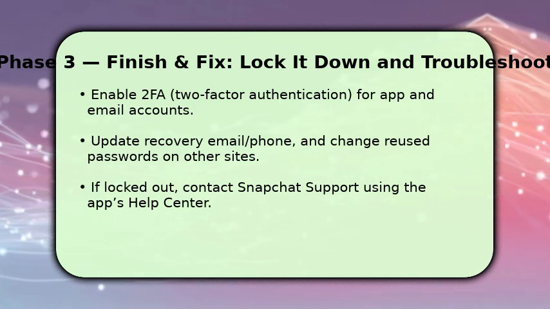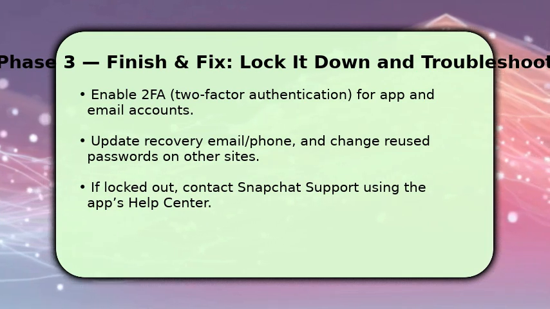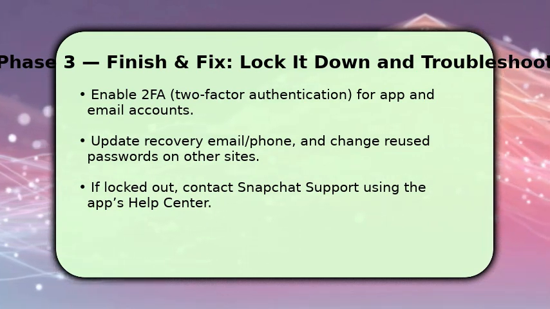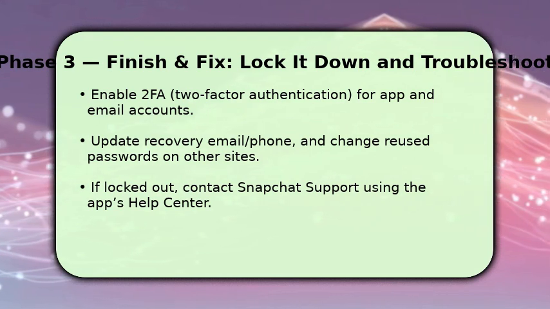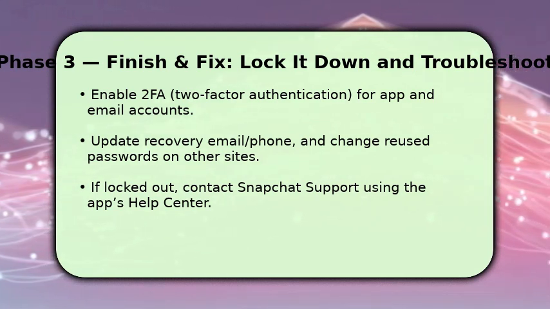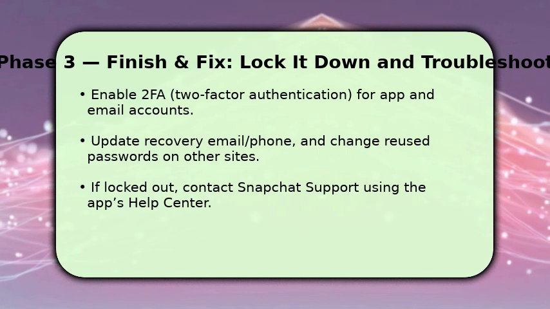If you cannot access the recovery email or phone, or if verification codes fail, use Snapchat's Help Center to file a recovery request. Provide proof of ownership like account creation details. As a troubleshooting tip, check filters like SMS blocking or email forwarding that can silently intercept codes.